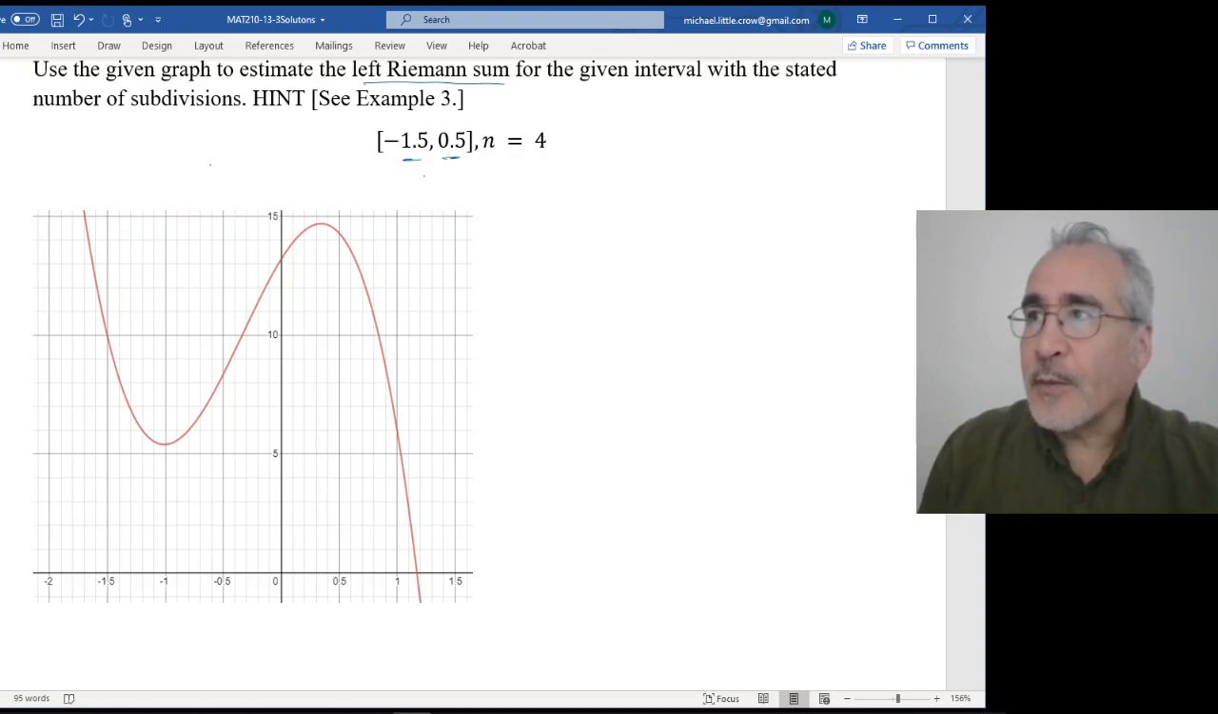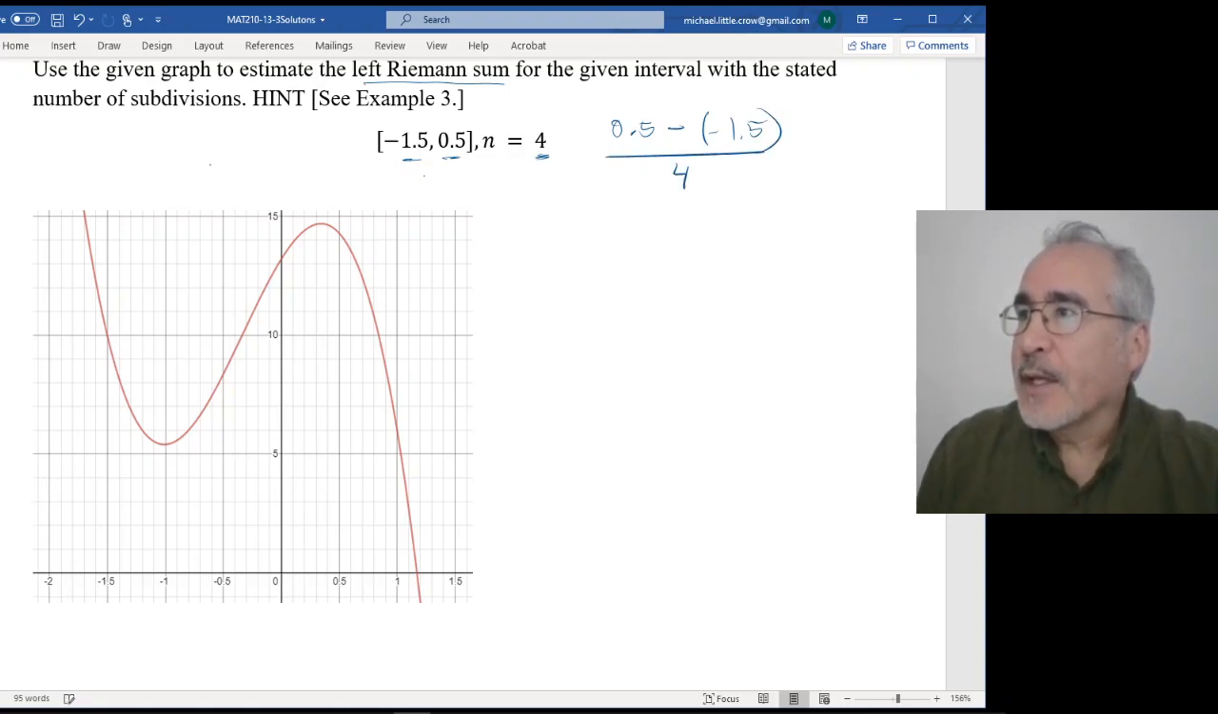So again, we start with the right-hand side of the interval, 0.5. We subtract the left-hand side, which is negative 1.5. And then we divide by the number of intervals. So this becomes a plus. So 0.5 plus 1.5 gives us 2 over 4, which is 1/2, which is 0.5. So our delta x is 0.5.